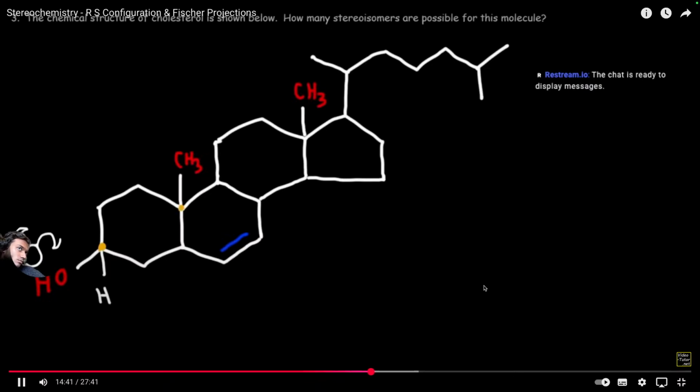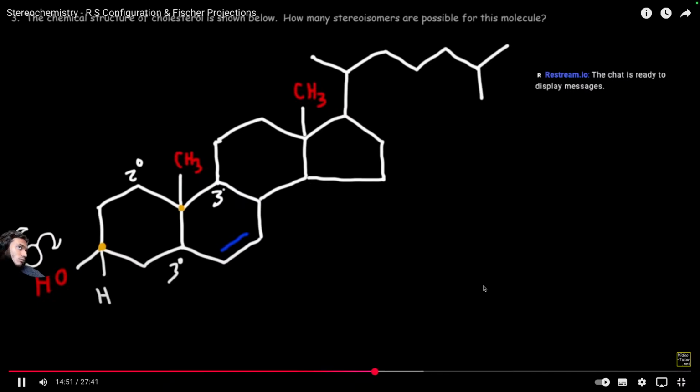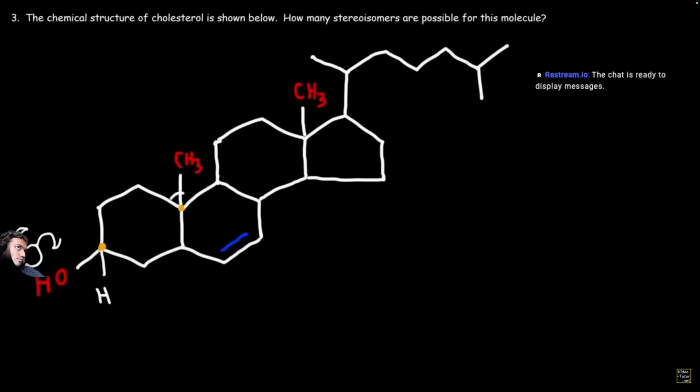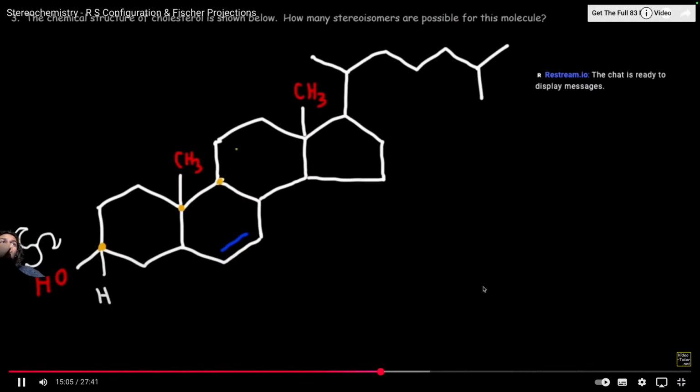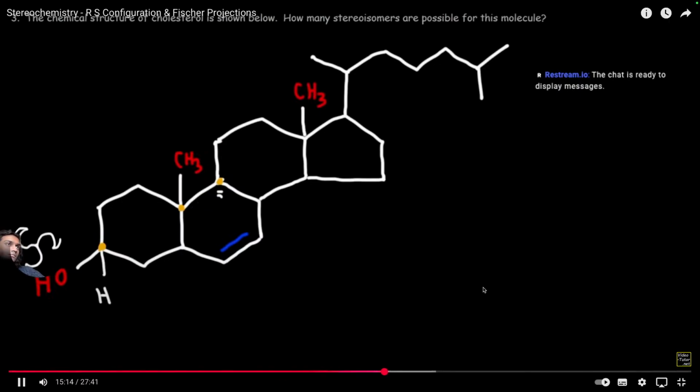Now, this carbon is also a chiral center. It has 4 different groups. Here we have a methyl group. Here is a secondary carbon, a tertiary carbon, and this tertiary carbon. This tertiary carbon is close to the double bond. This one is not. So they're different, which makes this a chiral center. The next one. Here is another chiral center. This is one group, this is another, this one's another, and there is a hydrogen attached to it. And we could put that hydrogen here.